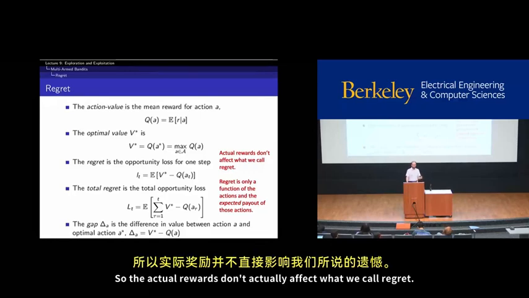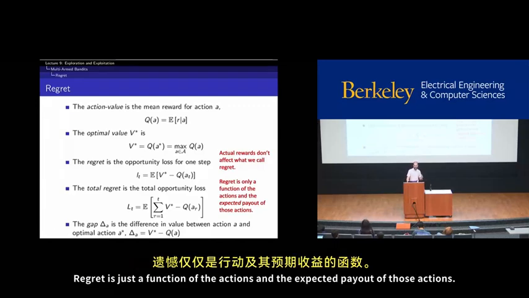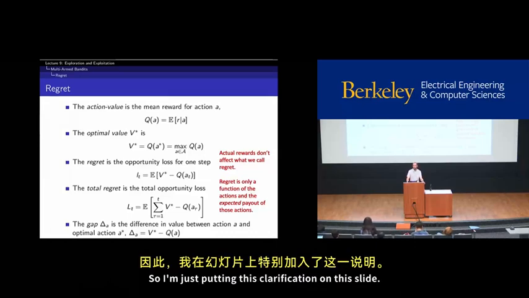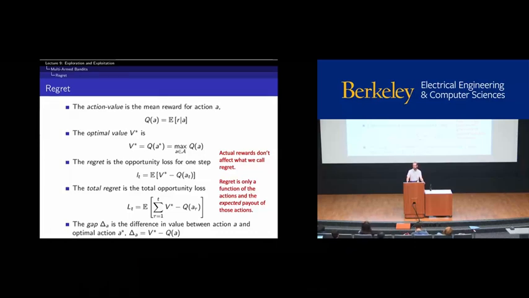So the actual rewards don't actually affect what we call regret. Regret is just a function of the actions and the expected payout of those actions. That's just a bit of a subtlety, which is maybe a bit confusing. So I'm just putting this clarification on this slide.